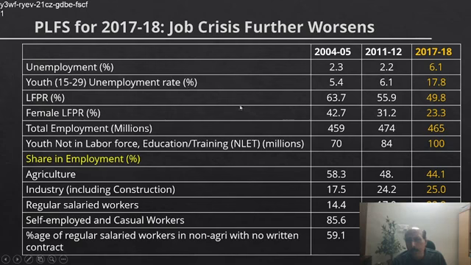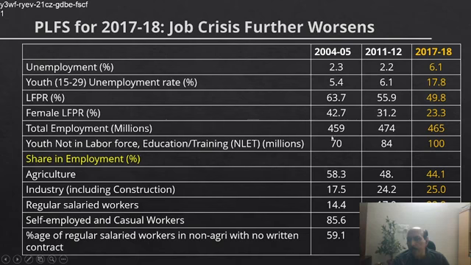But this table is also very important to understand, because this table reveals certain important features. You see that in this table, the most important line is the youth not in the labor force, education, or training. It means those youth who are not getting education, not getting training, not employed anywhere, but also not seeking jobs in the labor force market. And their number is consistently increasing.